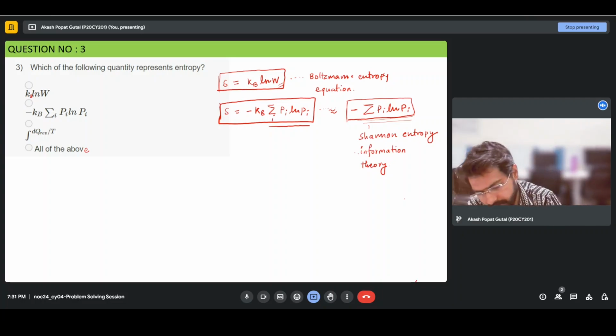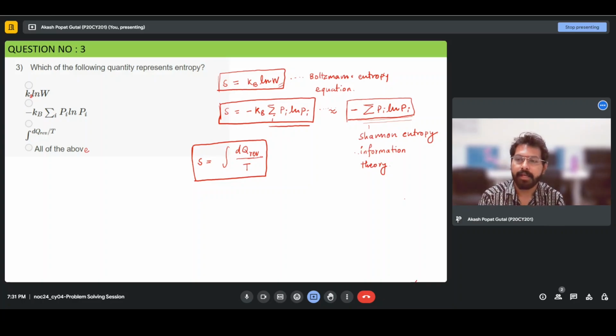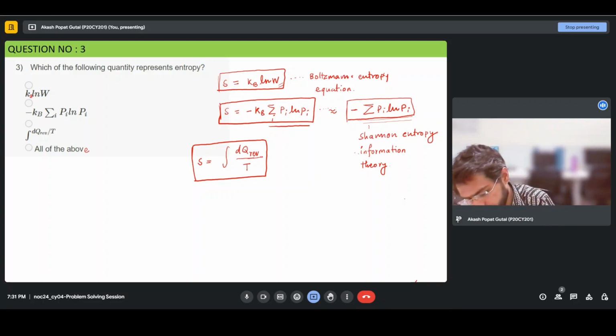And the third equation is the standard definition of entropy as the change in heat of the system during a reversible process at a given temperature T. That is also the definition of entropy. And hence, all of the above statements represent entropy.